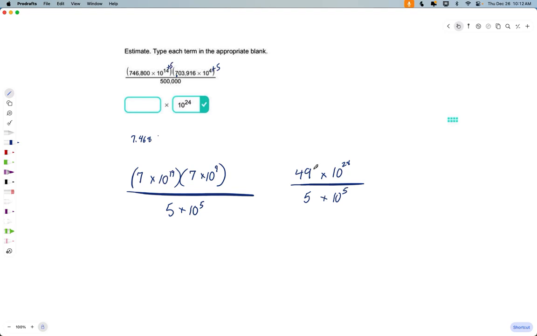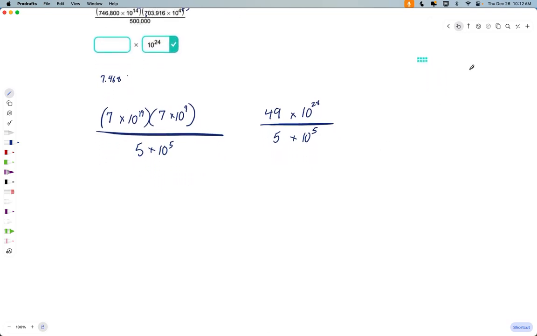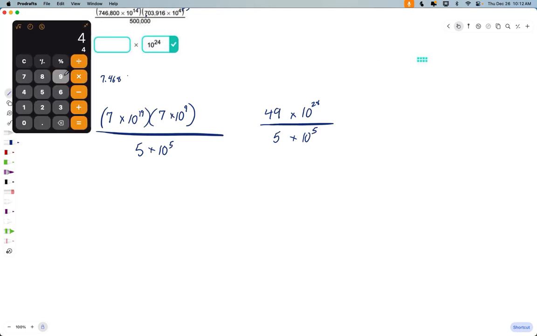Well, we can't have 4.9 or 49. It has to be formatted differently, right? But just for funsies, we're going to leave it like that and go ahead and divide. So we say 49 divided by 5. That's going to give us 9.8. All right, 9.8 times 10. This would be -5, so that'd be to the 23rd power. We can't leave it at 9.8. We need to round that up. So that would be 10 times 10 to the 23.